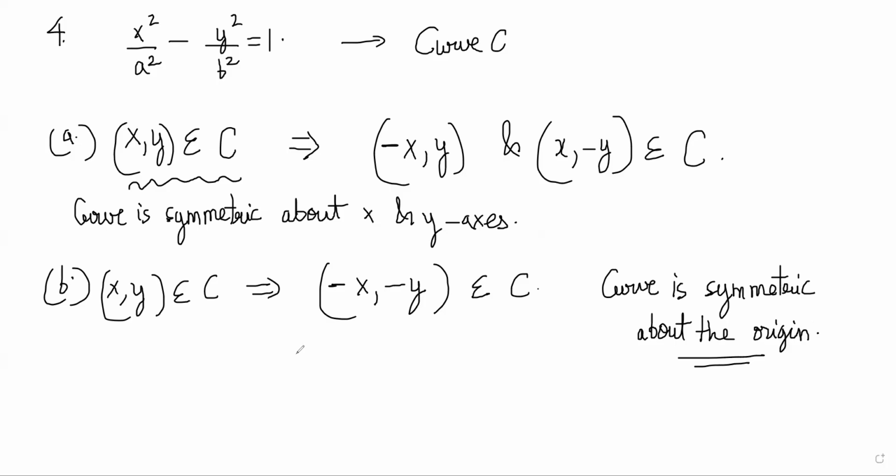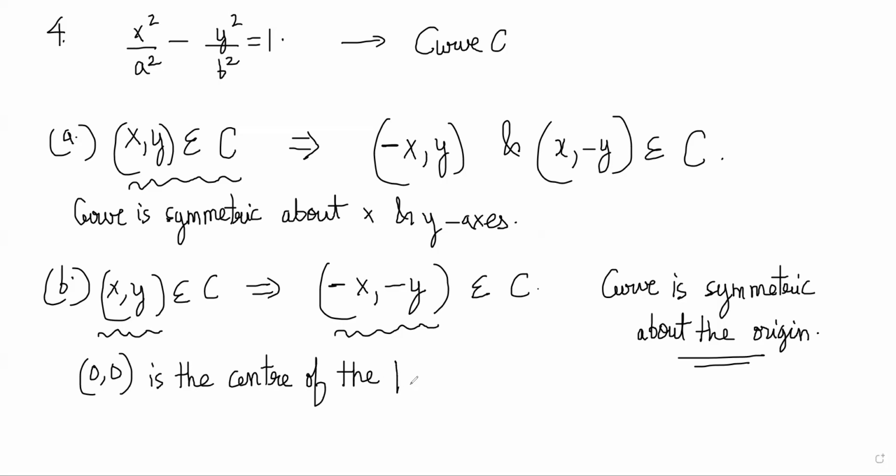Right. This also means that for every point (x, y), there is a corresponding point (-x, -y) on the curve, which means that the origin is the center of the conic, the center of the hyperbola, because any chord passing through the origin will be bisected at (0, 0). So the origin bisects any chord passing through it and connecting 2 points on the hyperbola. So the hyperbola is also a central conic, and this is your center, (0, 0).